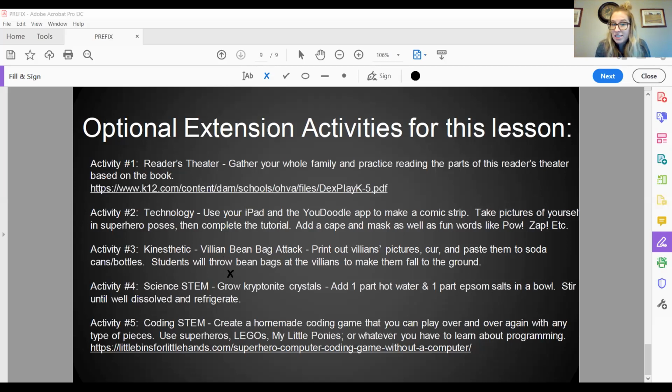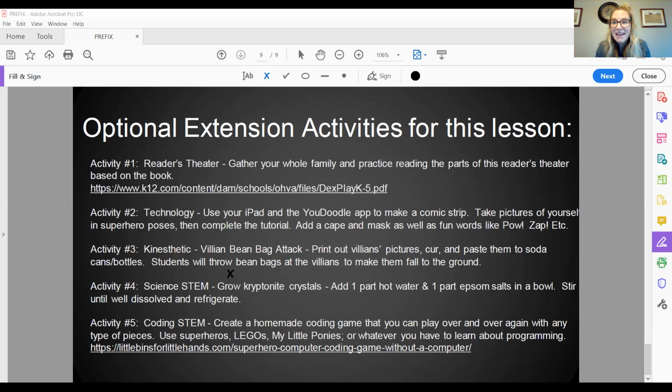Activity 4 is your STEM. You can make kryptonite crystals. So cool. It should be stuff you already have at home. If not, skip that one. We don't want you going out and getting anything. So 1 part hot water, Epsom salt in a bowl, stir until they're well dissolved, and refrigerate, and then wait for some magic to happen. Oh, boy, these sound like a lot of fun. I might try these with my kiddos.